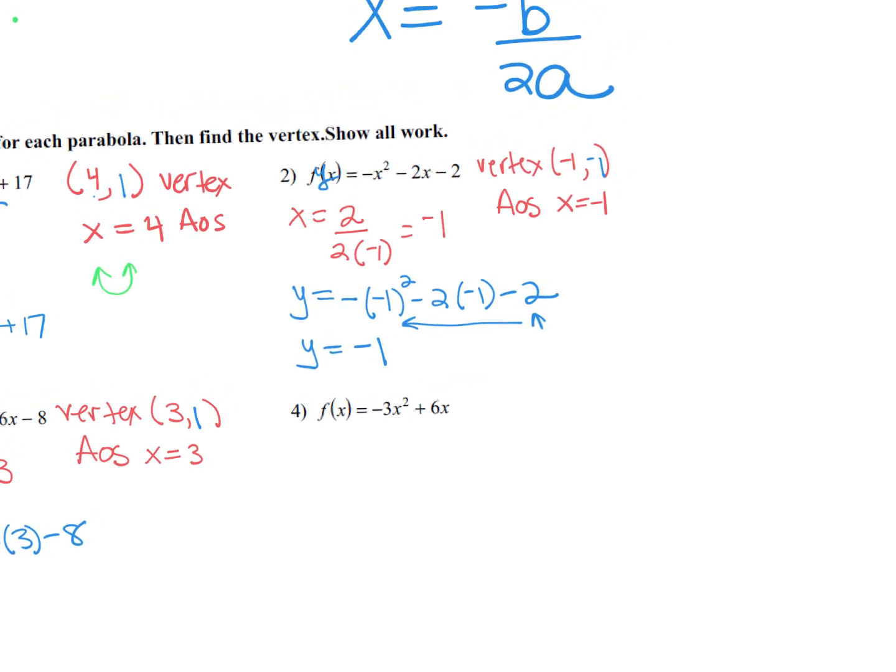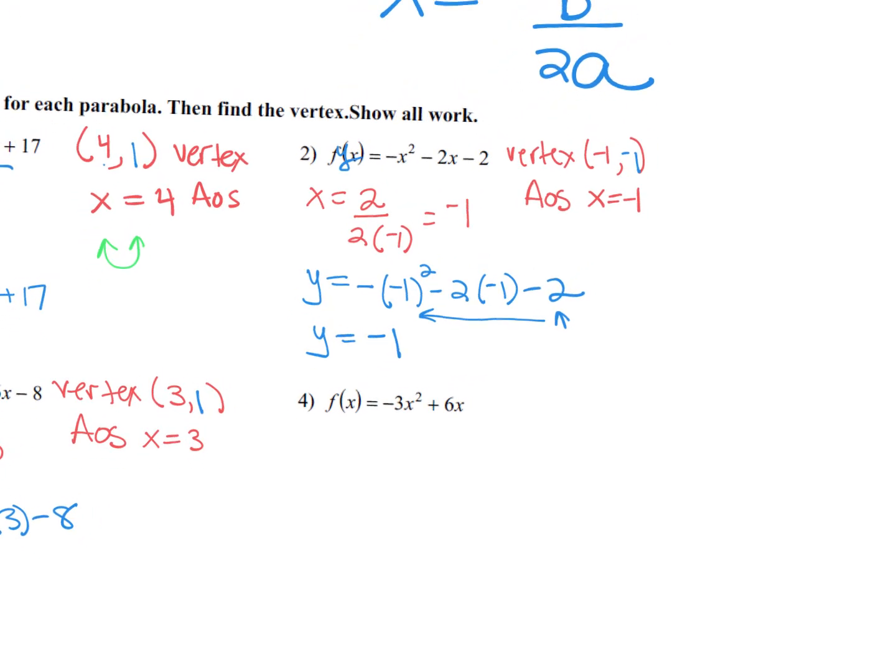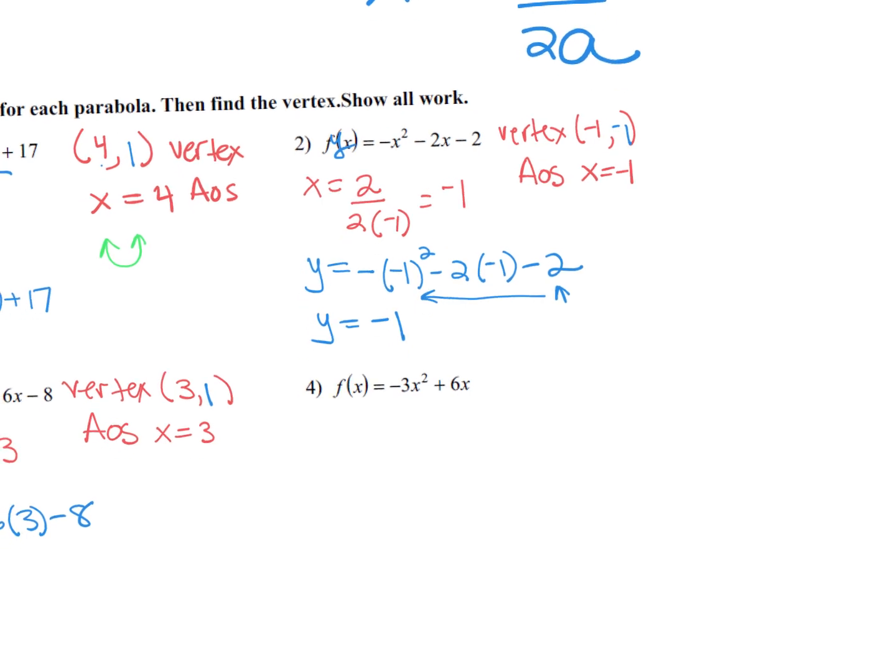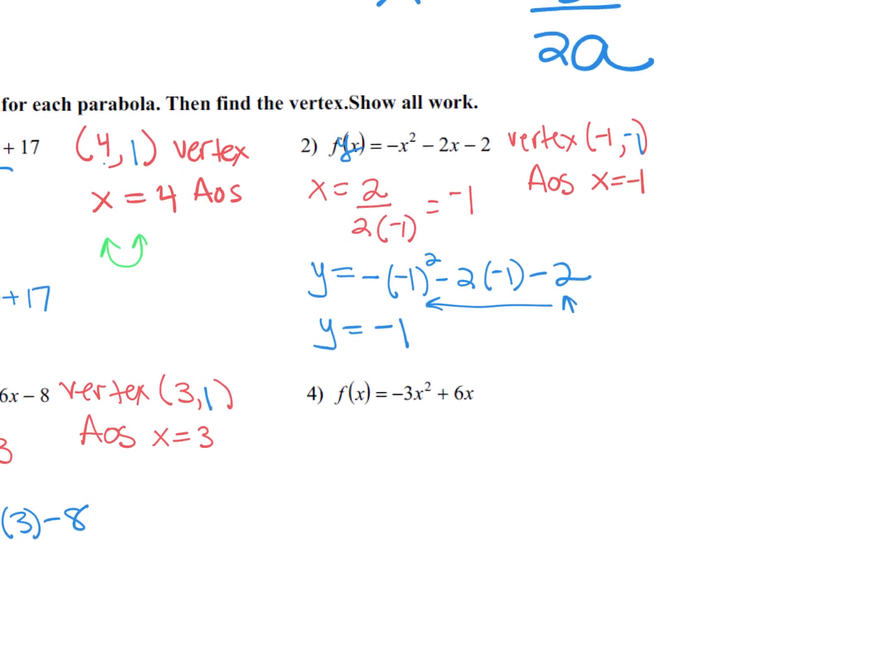All right, let's move on to number 4. If we take a look at our a value here is -3, our b value is 6, our c value is 0. So our x is going to be equal to the opposite of b divided by 2 times a, which is going to give us a value of 1. So I automatically know that the x-coordinate of my vertex is 1 and that my axis of symmetry is x equals 1.